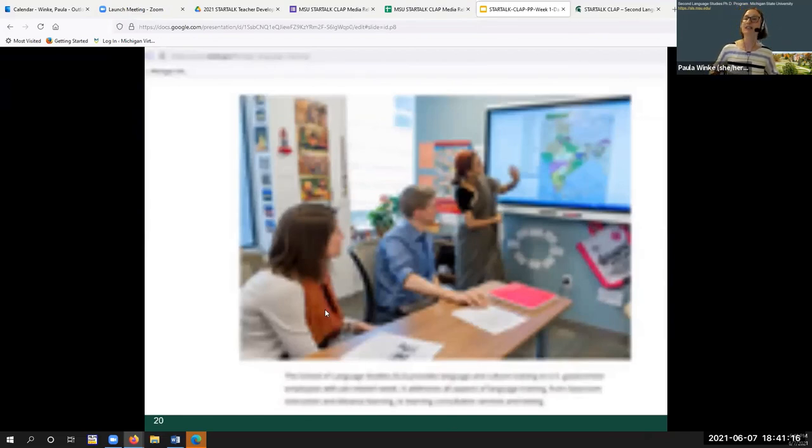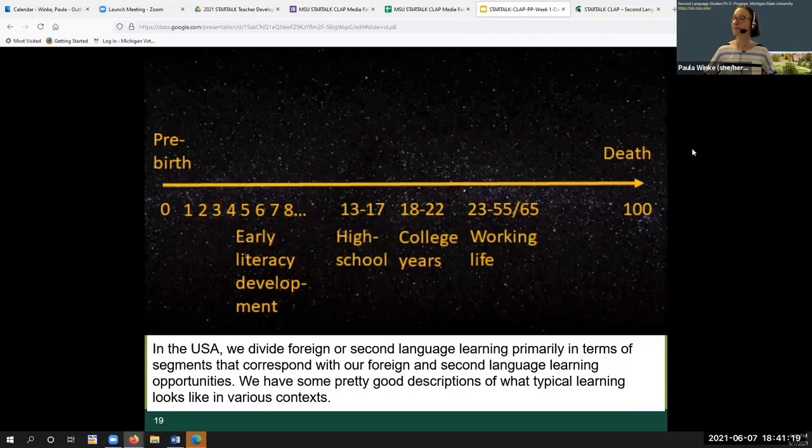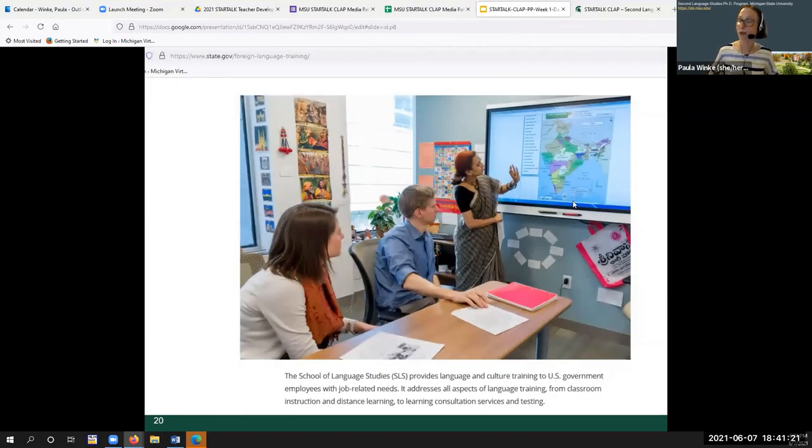My screen is a little blurry. What is going on? I think it's just slow loading.